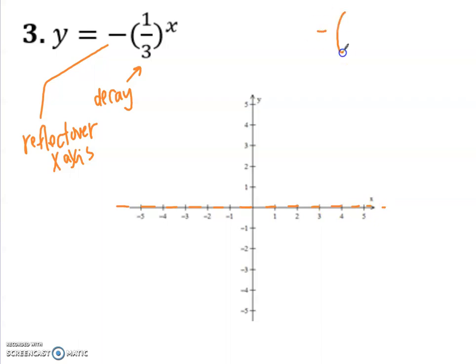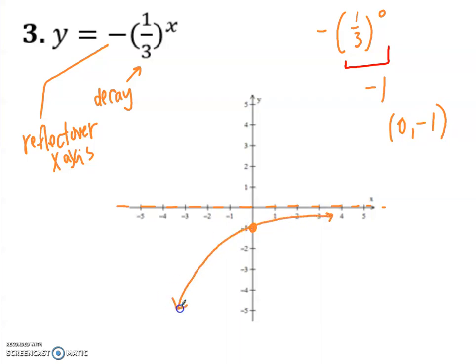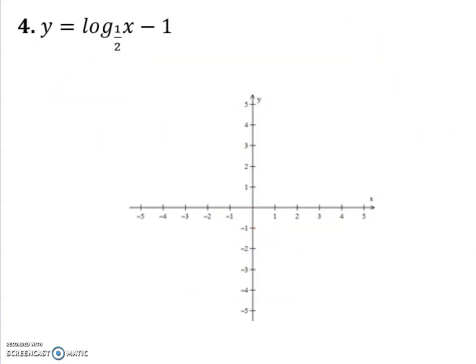Okay, my y-intercept, right? So negative 1/3 raised to the 0. We do this first. 1/3 to the 0 is 1, so I've got a negative out there. So it'd be 0, comma, negative 1. And we've got a decay. Let's do a few more.